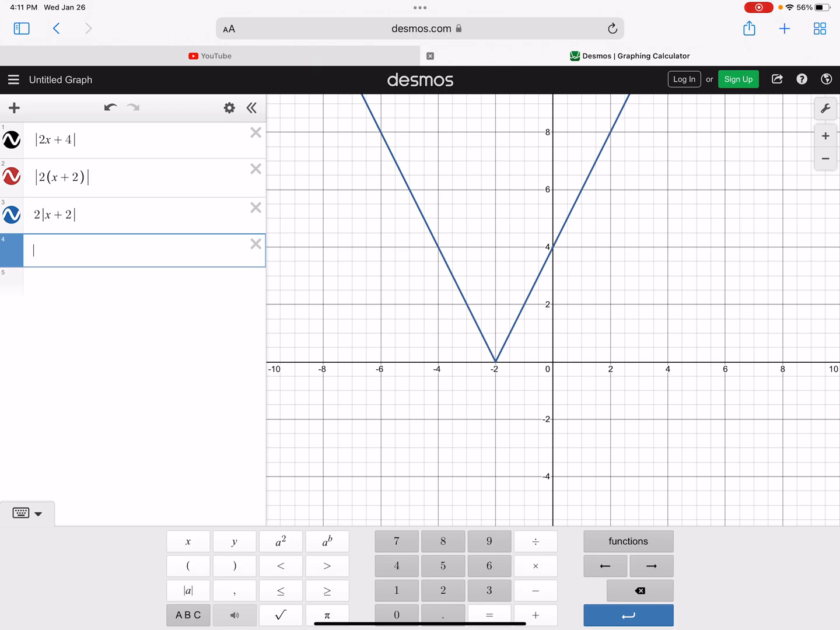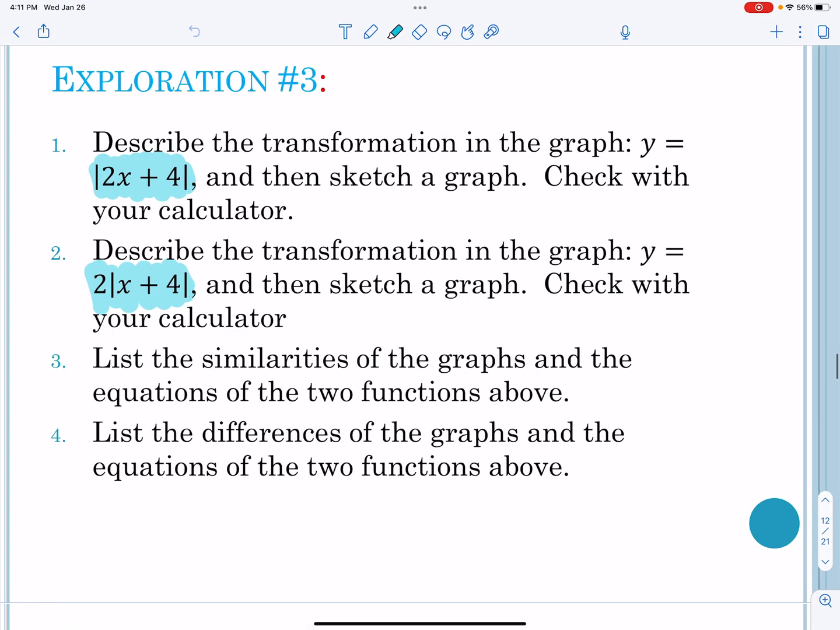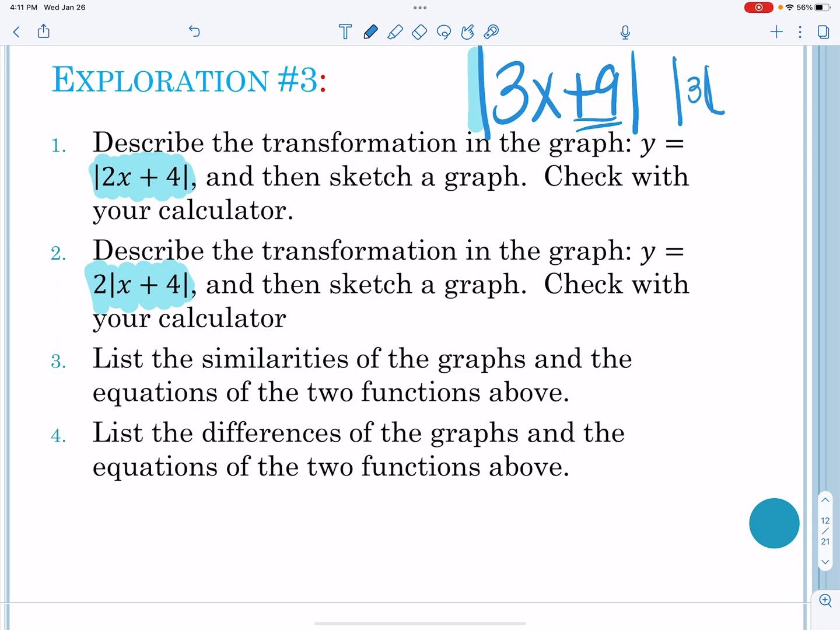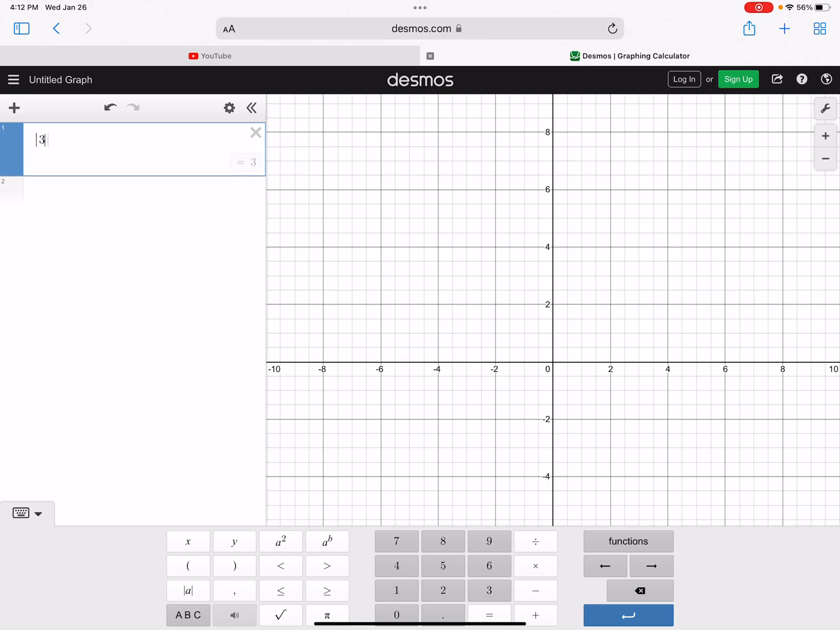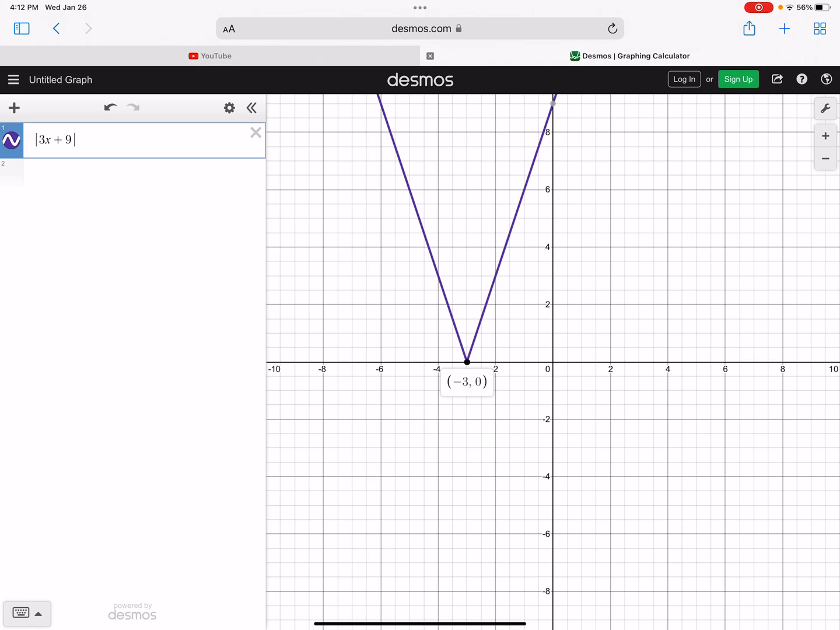What if I did the absolute value of 3x plus 9? This is not going to go left 9. I'm going to have to take the 3 out. If I graph this equation, it is going to go left 3. It's not going to go left 9. Let me show you what I mean. If I graph the absolute value of 3x plus 9, that does not go left 9. It goes left 3.